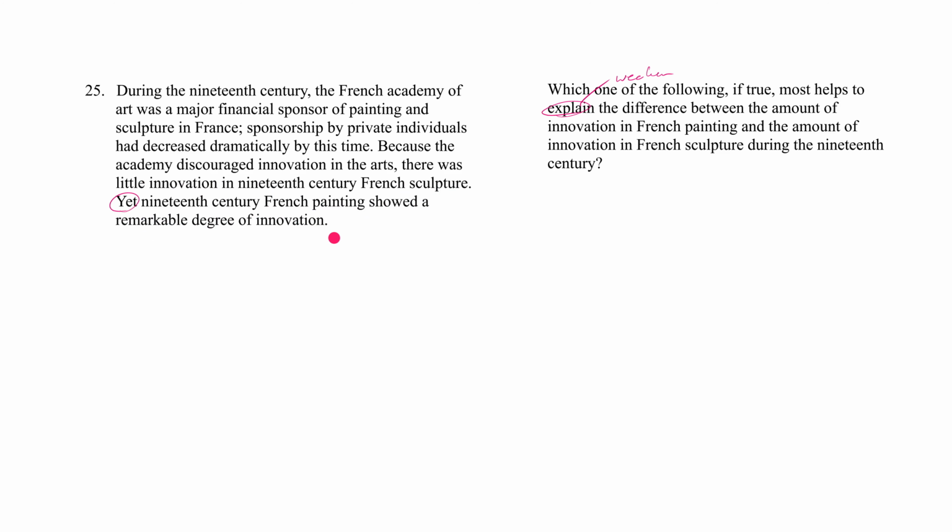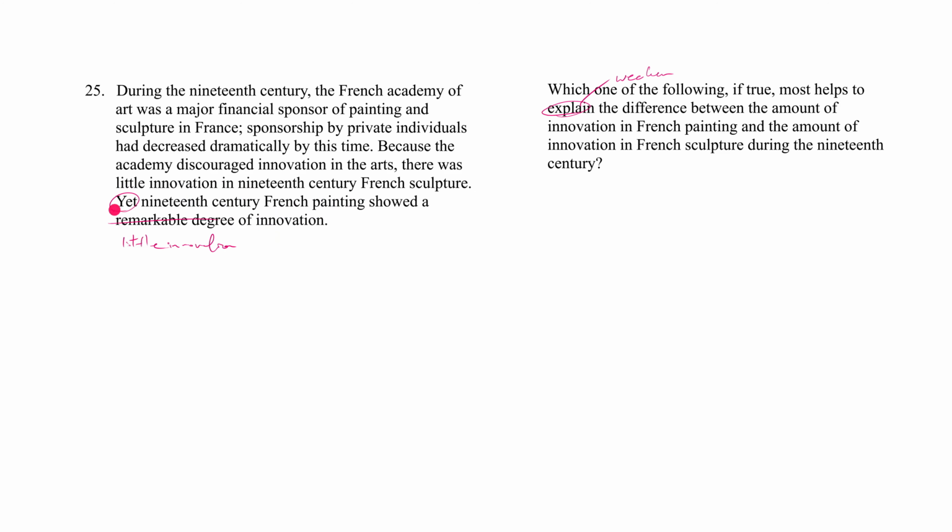We're going to slap a negation on it. Now, here in context, the negation is not simply that it didn't show a remarkable degree. The negative version of this would just be something similar to what happened with French sculptures. Because the original point here was that there's this big contrast between French sculpture, which had little innovation, versus French painting, which had a remarkable degree of innovation. Here, negated, French paintings also didn't have a remarkable degree of innovation, right? Perhaps it also showed little innovation.